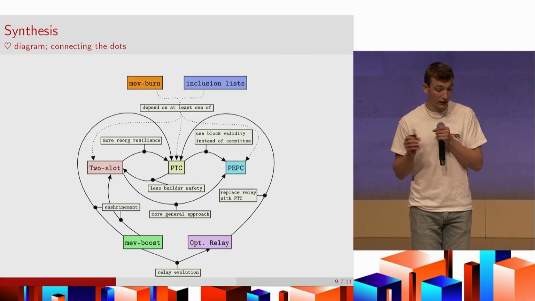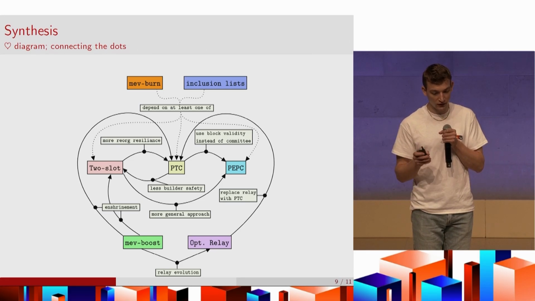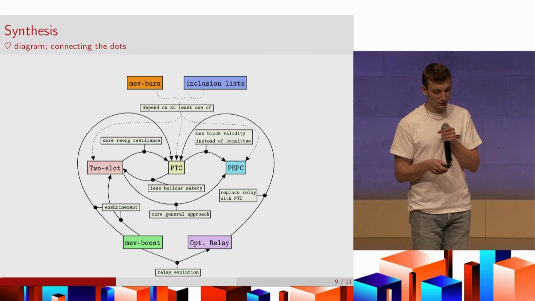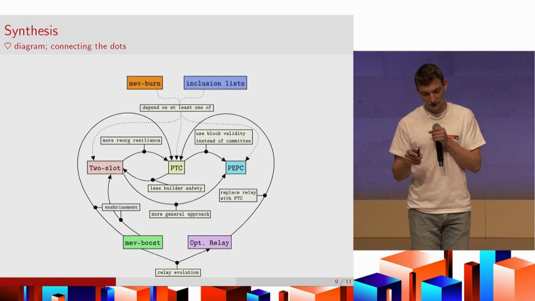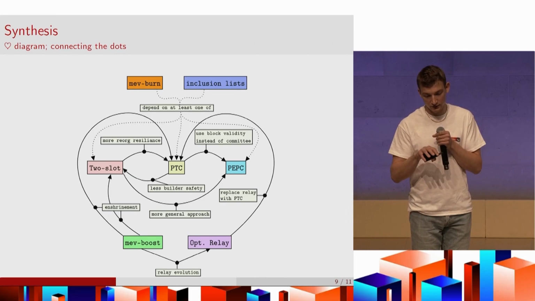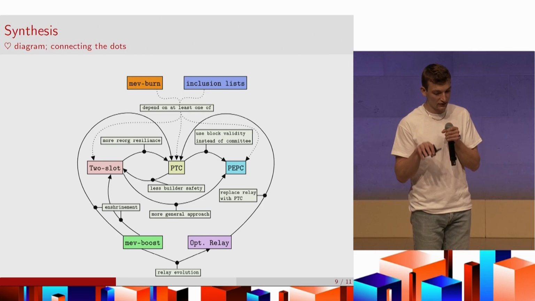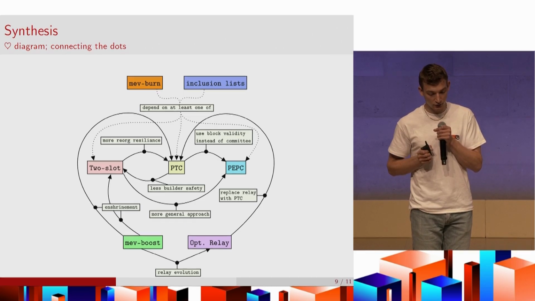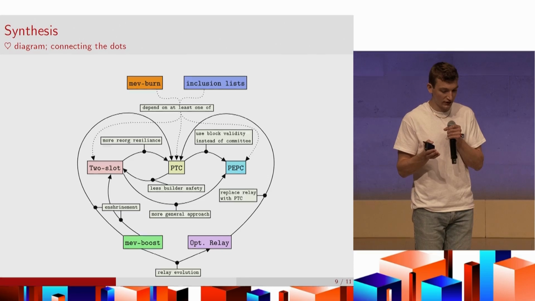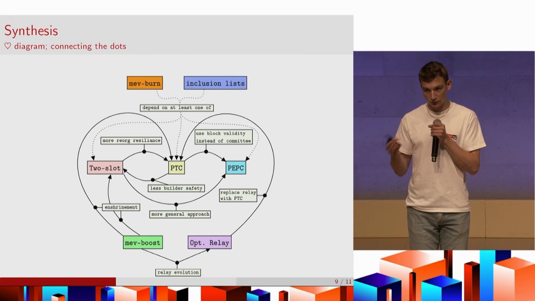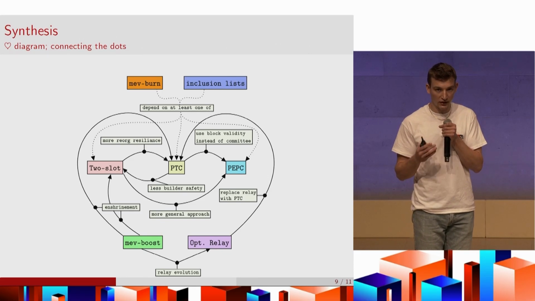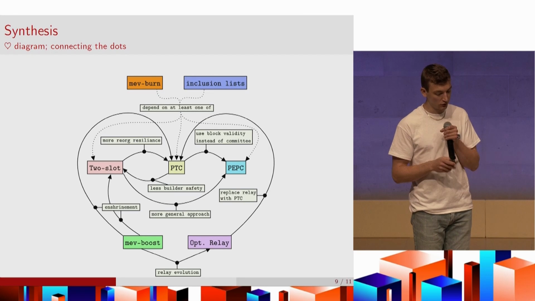And both MEV-burn and inclusion lists depend on one of two-slot payload timeliness committee or PEP-C. So that's why the three dotted arrows come down and show the dependency between those two and one of the in-protocol solutions. And the key takeaway here is that you can't do either of those things with an out-of-protocol solution. So that's one of the big cons of having this out-of-protocol software.